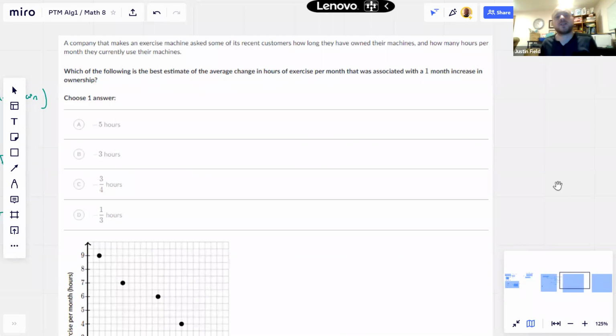A company that makes an exercise machine asks some of its recent customers how long they have owned their machines and how many hours per month they currently use their machines. Which of the following is the best estimate of the average change in hours of exercise per month that was associated with a 1-month increase in ownership? So I think they're trying to say that as they own their exercise machine, they're not using it as much as it gets older because they lose their willpower.